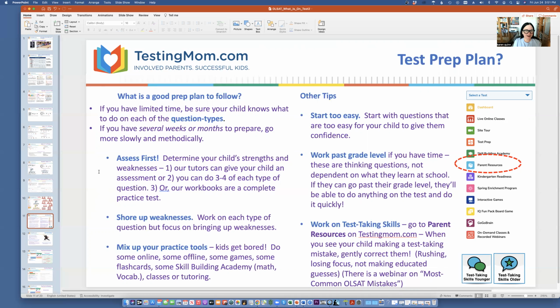Kids do not like to cram. If you have several weeks or several months, then just go very slowly, very methodically. The first thing you want to do is assess your child. You want to figure out, where are they strong? Where are they weak? Now we have tutors that can give an assessment to your child, or you can even do it yourself. You can give them 3 or 4 of each question type and see how they do with each one.